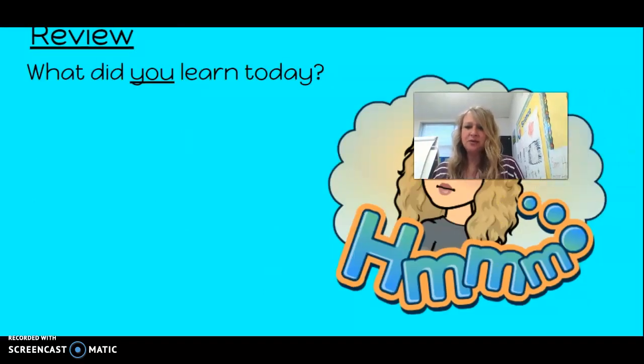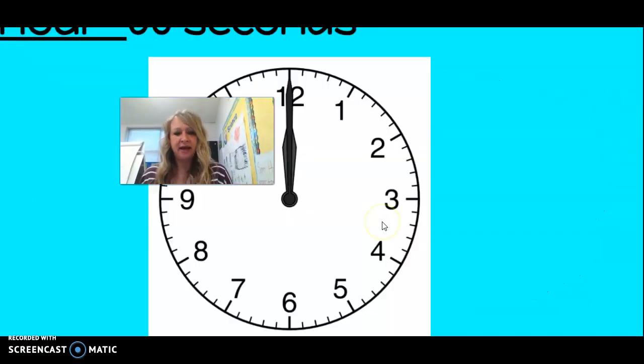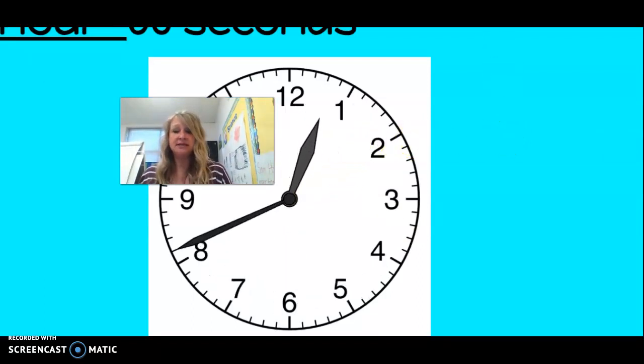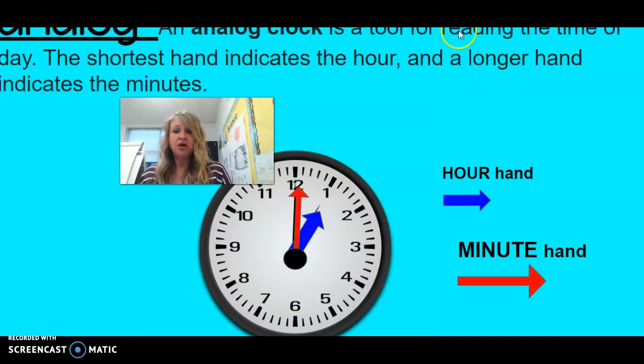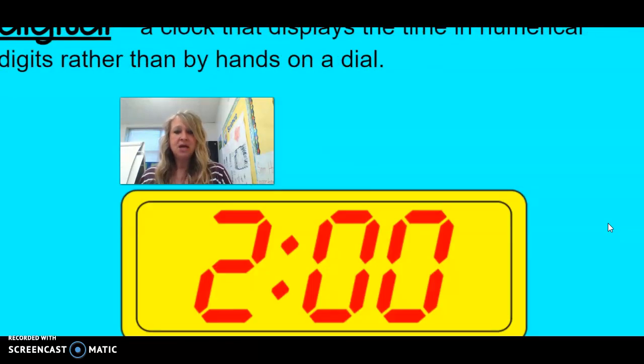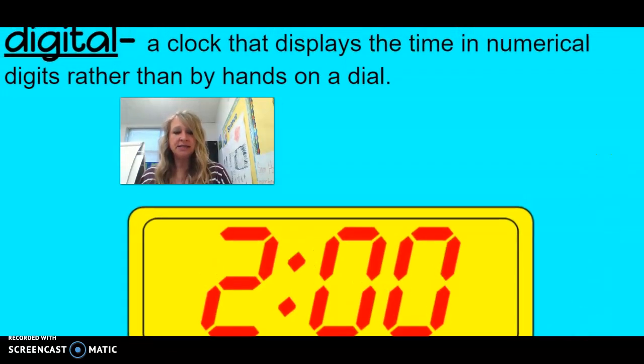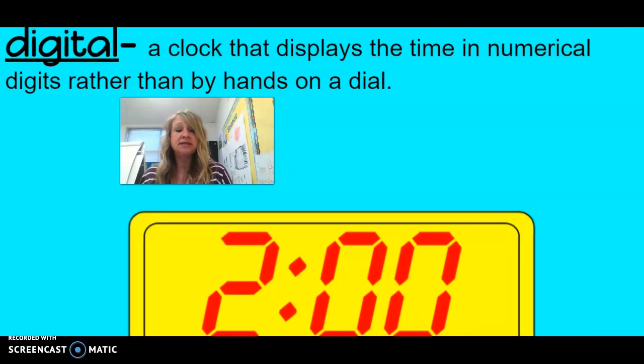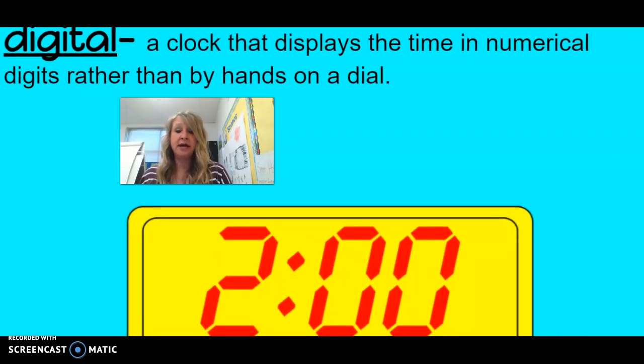So what did we learn that's new today? We learned, well, that an hour is 60 seconds. We learned that analog means a tool for the time of day. The short hand is the hour hand. The long hand is the minute hand. We learned that digital means a clock that displays the time in numerical digits rather than by hands on a dial.